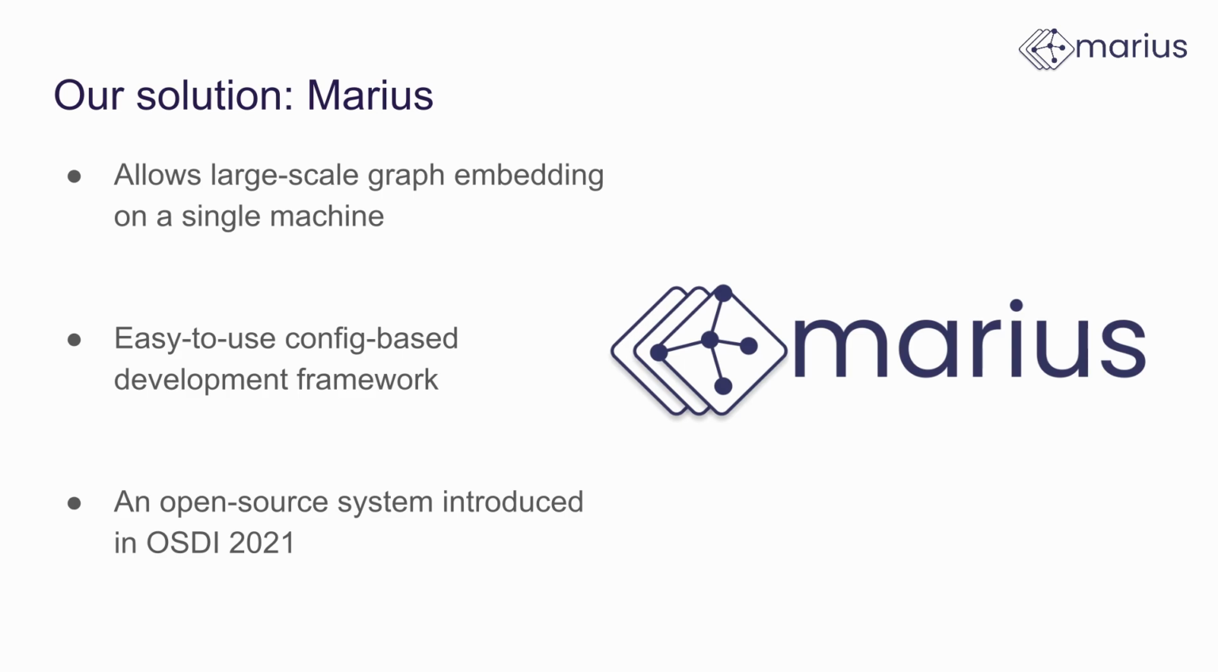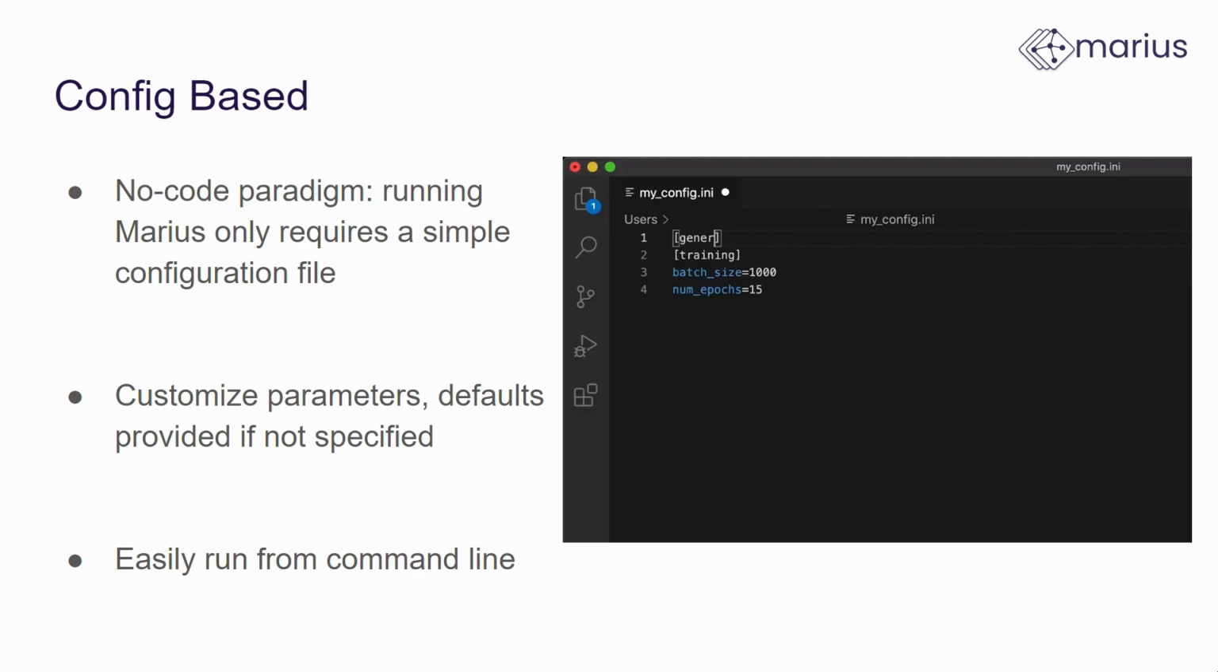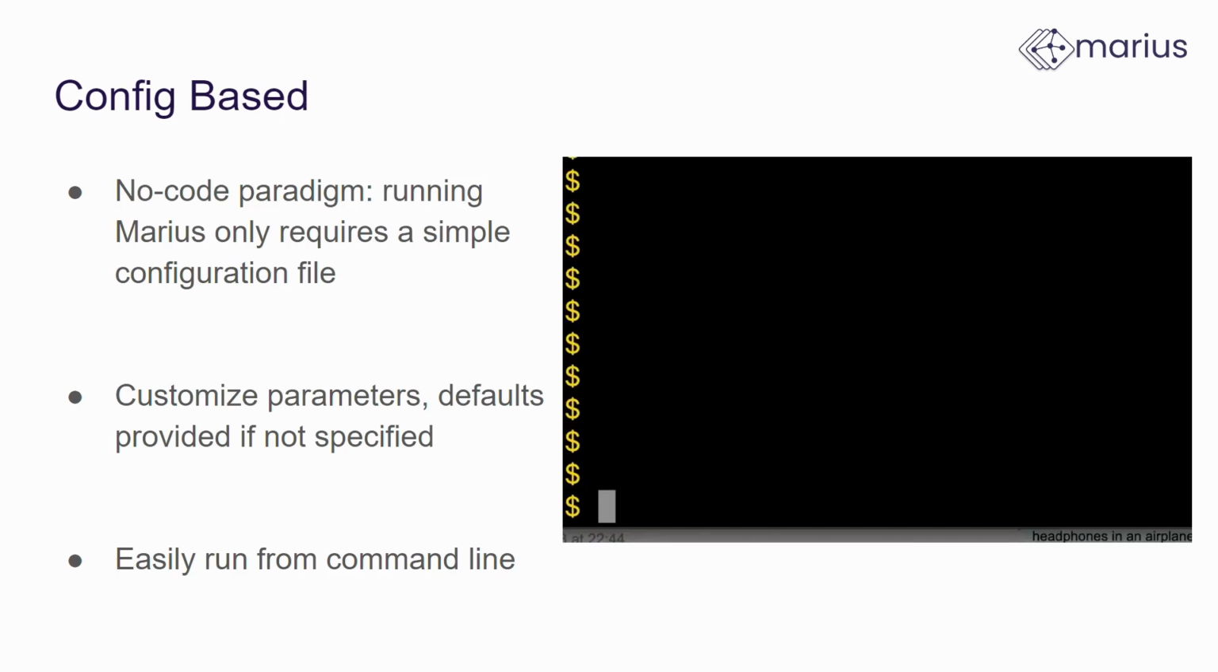Marius has excellent usability, lowering the entry barrier for researchers interested in training embeddings for large graphs. Marius uses simple configuration files to set parameters. All that a user needs to do is to pass in a configuration file to initialize the system. These configuration files allow users to run Marius without ever having to write a line of code. This non-code paradigm dramatically expands the potential user base, allowing researchers with little programming experience to effectively use the system.